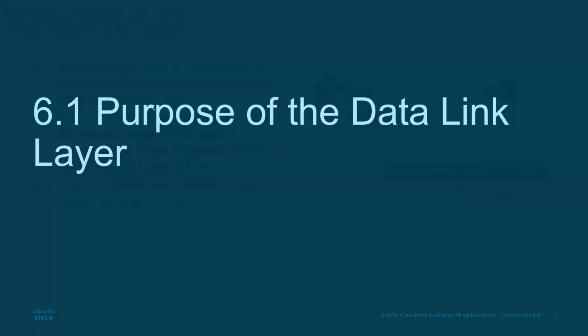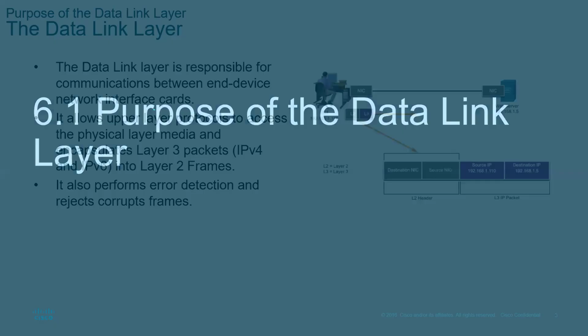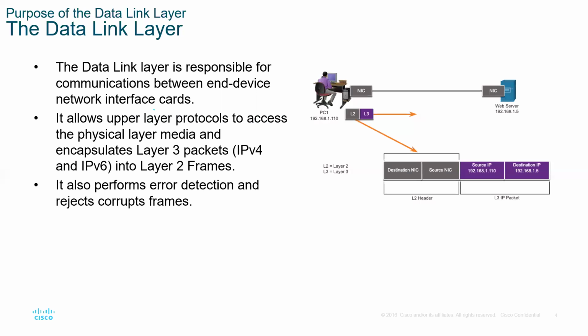Purpose of the data link layer. I think I've quickly summarized the purpose of the data link layer with my introduction, being responsible for communication between end devices and the device network interface cards. It allows upper layer protocols to access physical layer media, and encapsulates layer 3 packets, which are IPv4 and IPv6, into layer 2 frames. It also performs error detection. That's very important. Error detection, and rejects corrupt frames.